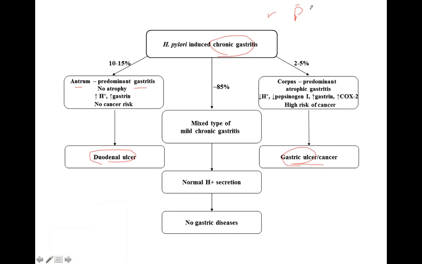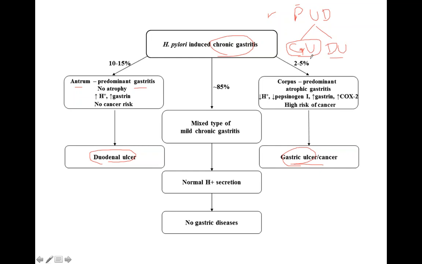So this peptic ulcer disease can be either gastric ulcer or duodenal ulcer. Now only gastric ulcer is associated with cancer. Duodenal ulcer will not be associated with cancer.